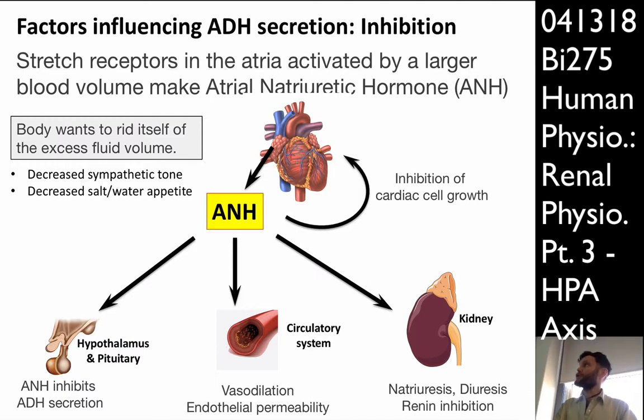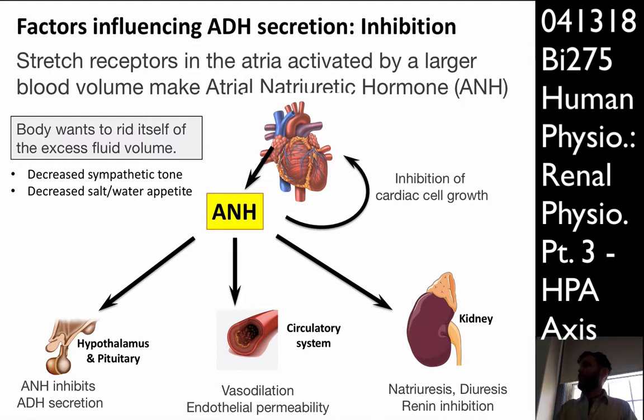So there are stretch receptors, this time in the atria, that are sensitive to a larger than normal blood volume. And if that's the case, they make this atrial natriuretic hormone, ANH, also called atrial natriuretic peptide. Sometimes you'll see AMP. There's a third acronym. I forgot what it stands for.